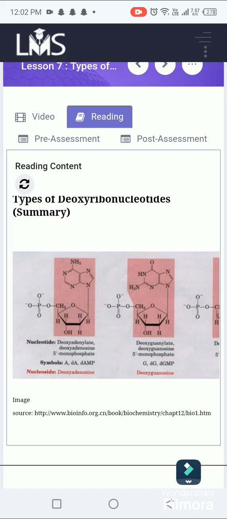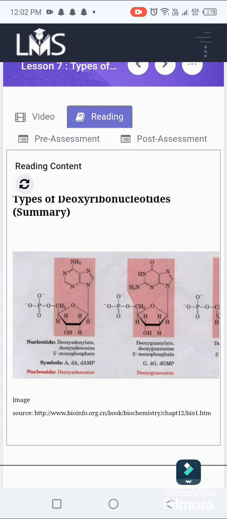The other one is deoxyguanylate, made up of guanosine or guanine, and deoxyguanylate, deoxyguanosine 5' monophosphate. Symbols are G, dG, dGMP. Deoxyguanosine is its nucleoside.